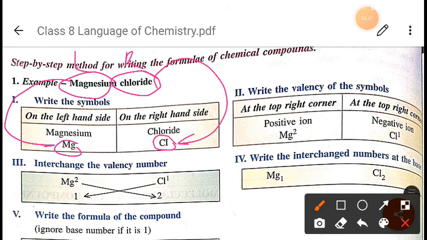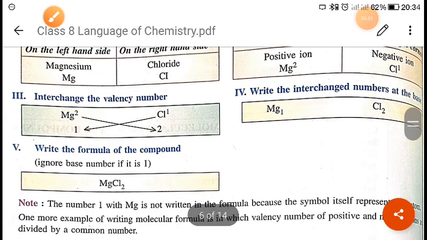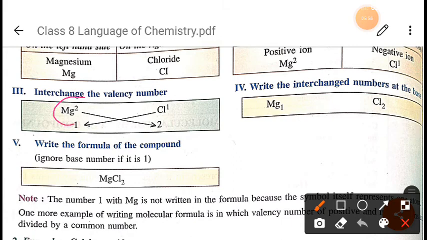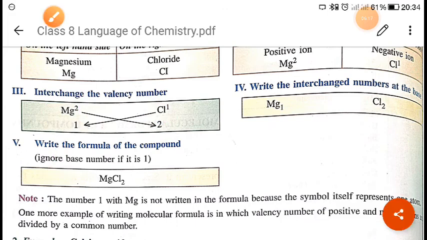Now after that, we will see the valency. The valency of magnesium is 2, right? And the valency of chlorine is 1, right? So how will we write this?